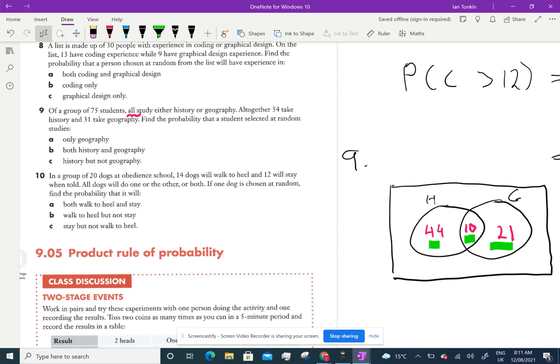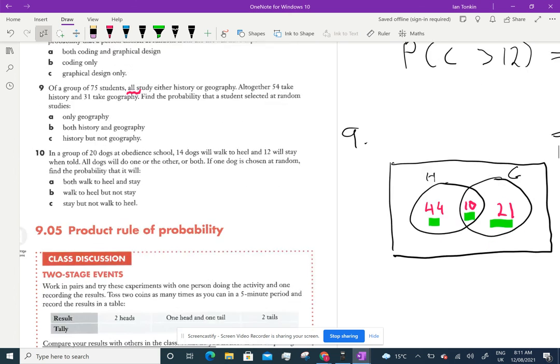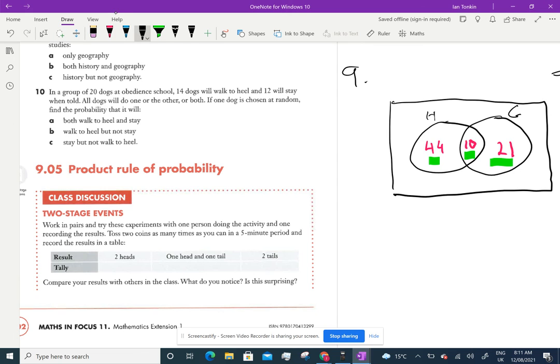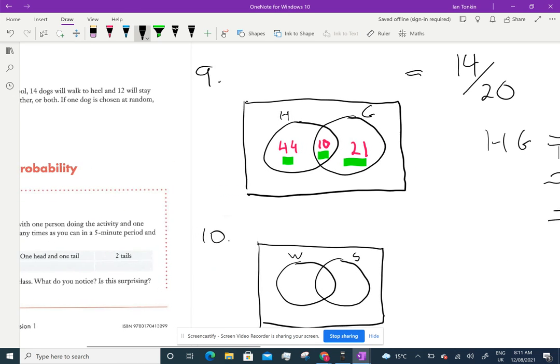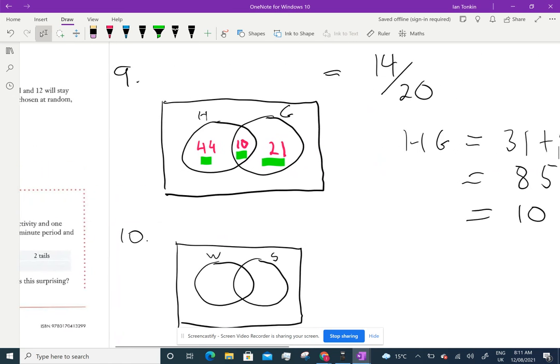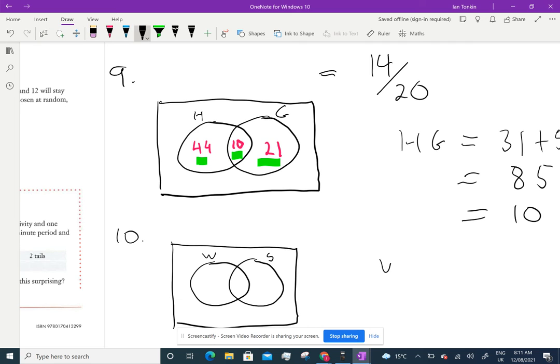Okay, let's have a look at number 10. 20 dogs at obedience school. 14 dogs will walk to heel, 12 will stay. All dogs will do one or the other or both. So I'm going to do another Venn diagram. So there's my dogs. They'll walk to heel. This group will stay. How many dogs are there? 20.